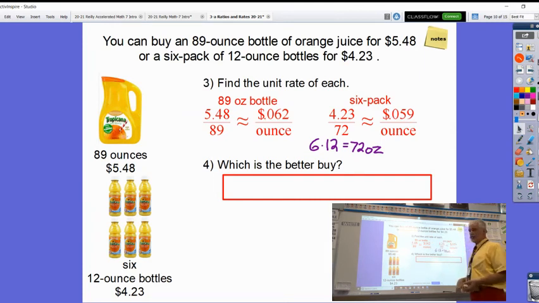And you'd say, oh, they're the same price, but they're not. This one is 6.2 cents per ounce, and this one is 5.9 cents per ounce. So that's why you have to go to an extra decimal place to figure out which one really is the better buy. And the answer is that the 6-pack is the better buy because it is 59 cents versus 62.